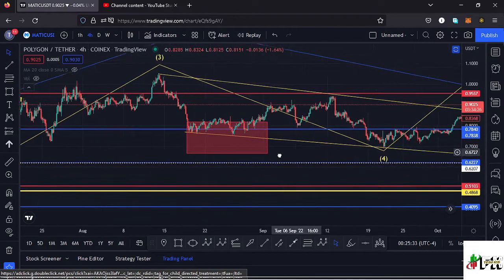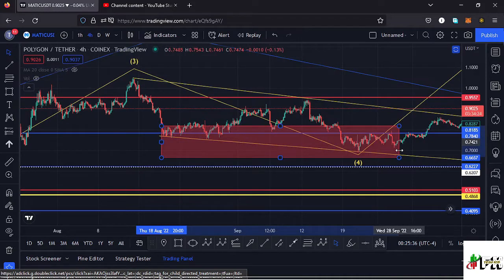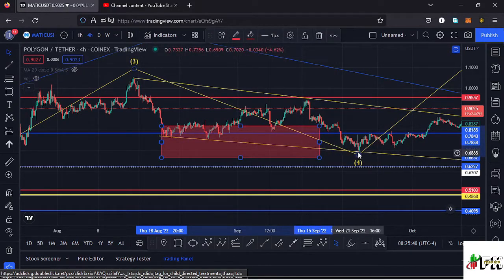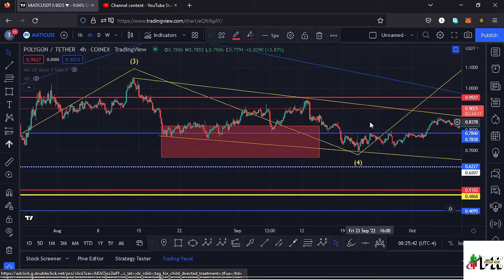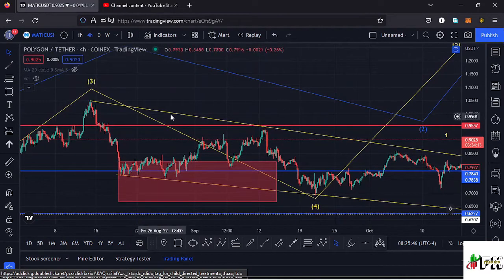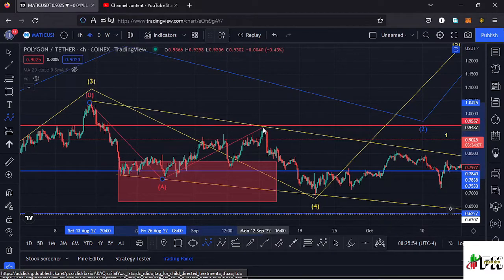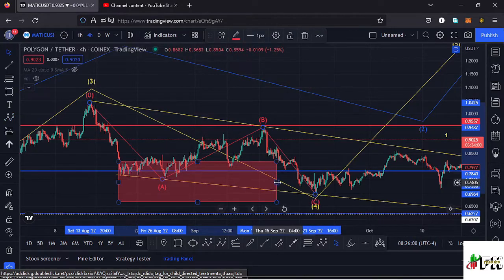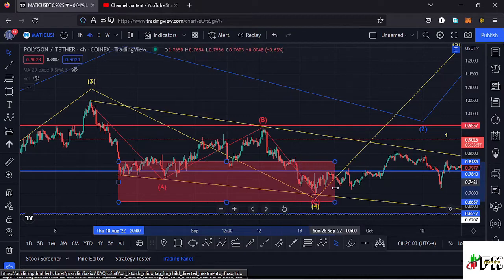You can see Polygon Matic has retraced into that target area in the formation of a fourth wave in this movement right here, making our low at around the $0.69 mark. Because a fourth wave is a corrective wave, I also expected to see an ABC corrective movement play out over here, and we have such a structure, having this as the wave A. Then we made a high at around the $0.94 mark. Then we continued pushing lower in the formation of a wave C, making our low at around the $0.69 mark, which perfectly lies within this target area that I have drawn out over here.